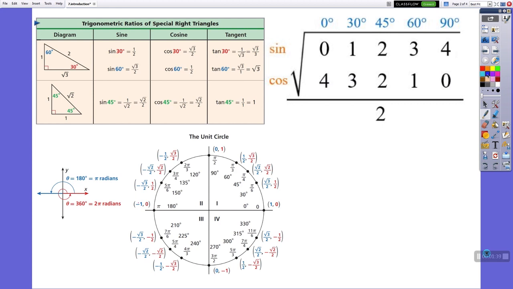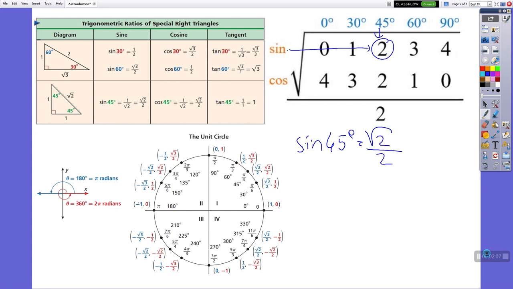Let's say you're going to find sine 45. Here is 45, here is sine. The number under 45 and next to sine is 2. Under square root, don't forget that square root, over 2. So that's the value of sine 45.